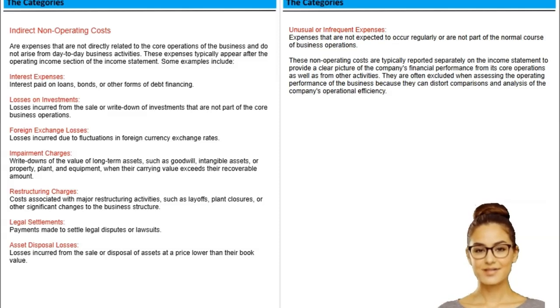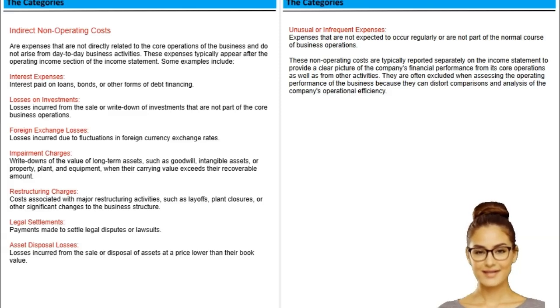Next, we have losses on investments. These are losses incurred from the sale or write-down of investments that are not part of the core business operations. Remember that. Not part of the core business operations. A loss, in contrast, means the price has dropped since the investment was made. Put simply, a gain is an increase in the value of an asset, while a loss refers to the loss of value. Both gains and losses can be divided into realized and unrealized.